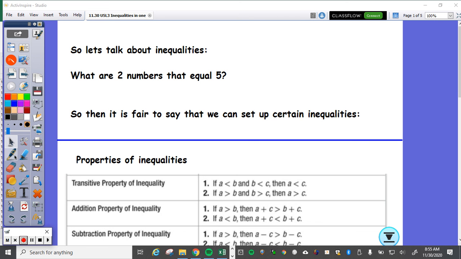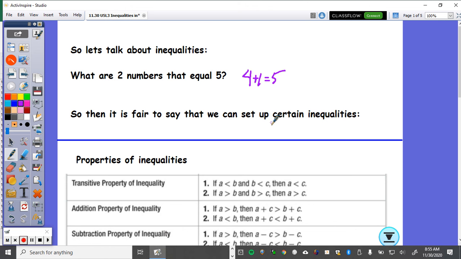Tell me two numbers that when I add them together equal 5. Give me two other numbers. 4 and 1. So we all agree that 4 plus 1 equals 5. We're good with that, right? Okay. Wait, why was it 5 and 0?